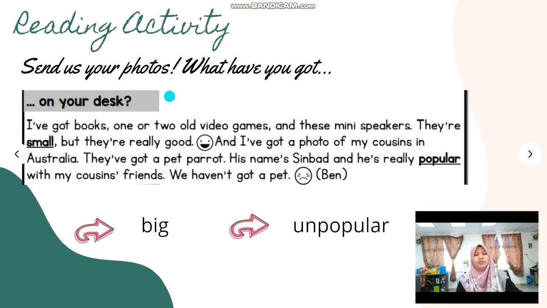Okay, now, what have you got on your desk? I've got books, 1 or 2 old video games, and these mini speakers. They are small, but they are really good. And I've got a photo of my cousins in Australia. They've got a pet parrot. His name's Sinbad, and he's really popular with their cousins' friends. We haven't got a pet, okay? So change it into their opposite meaning.